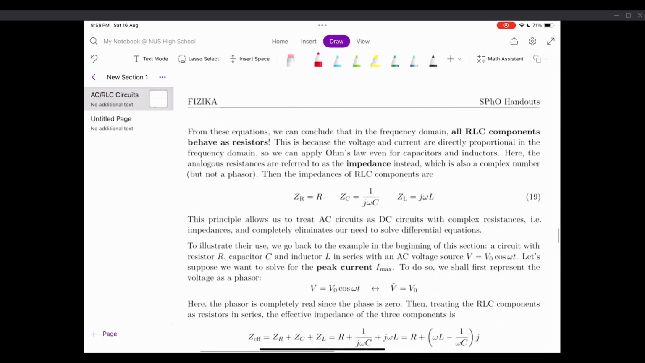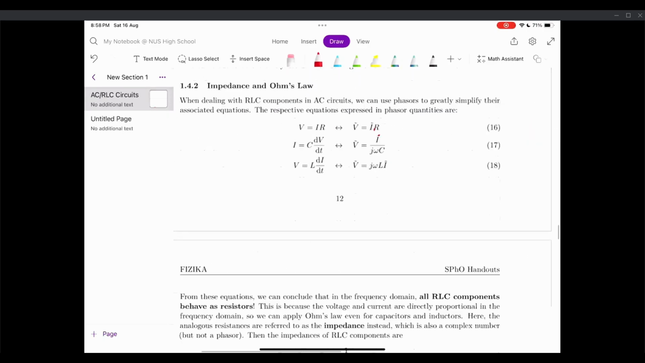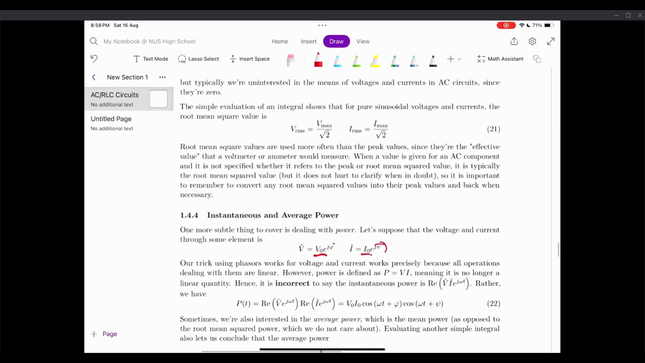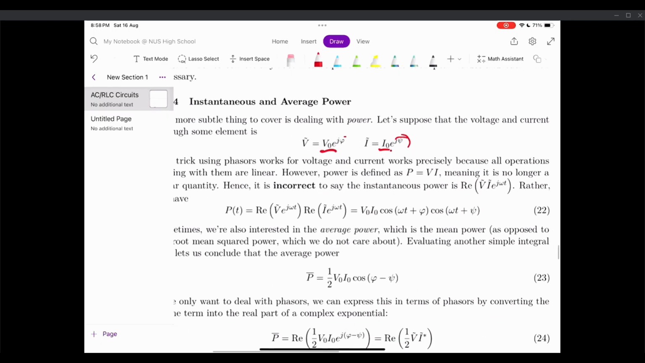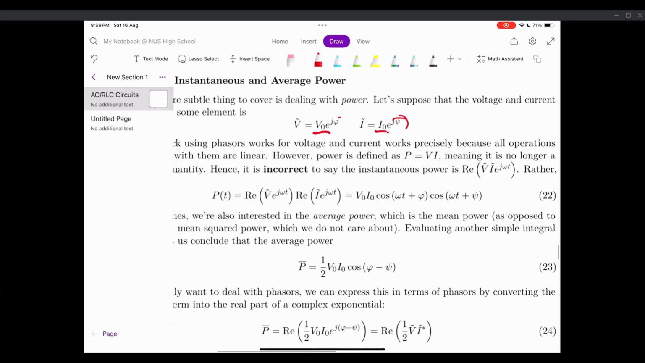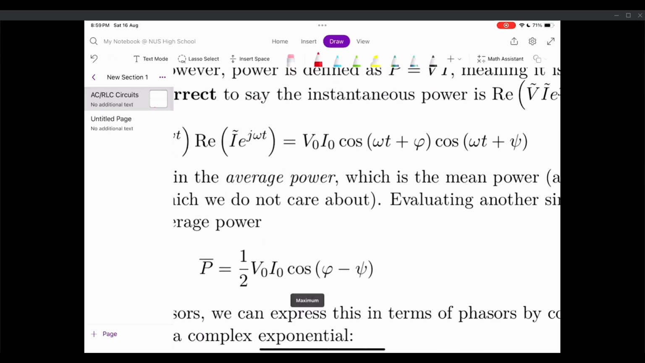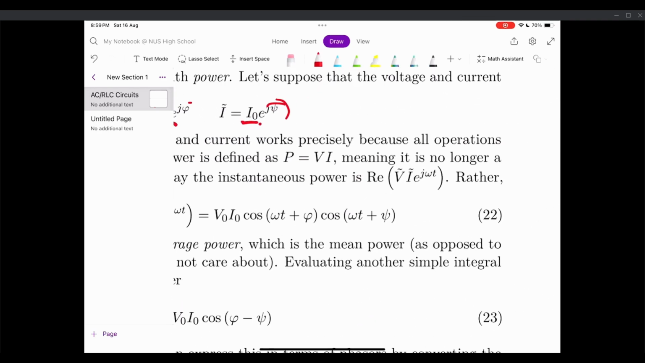Because if you look, all of these are linear equations. However, when you get to power, which is VI, or if you have a resistor, the equation can be V squared over R, or it can be I squared times R. So that's no longer actually a linear equation. So you cannot use phasors directly to get your instantaneous power. If you claimed it was this, you'd be completely wrong, basically.